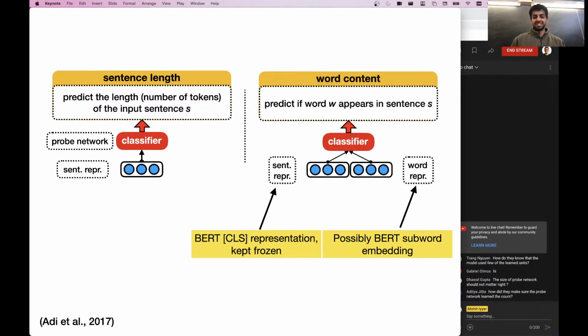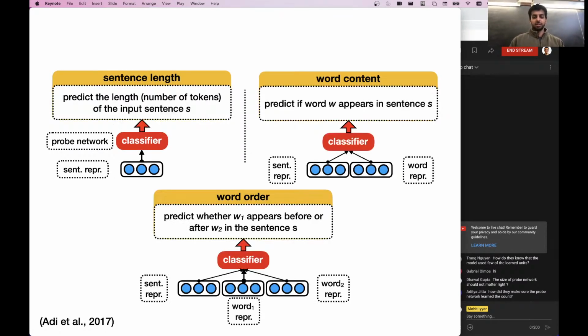Okay, and hopefully this is the last one on this poorly animated slide. You can also predict, see if, yeah.